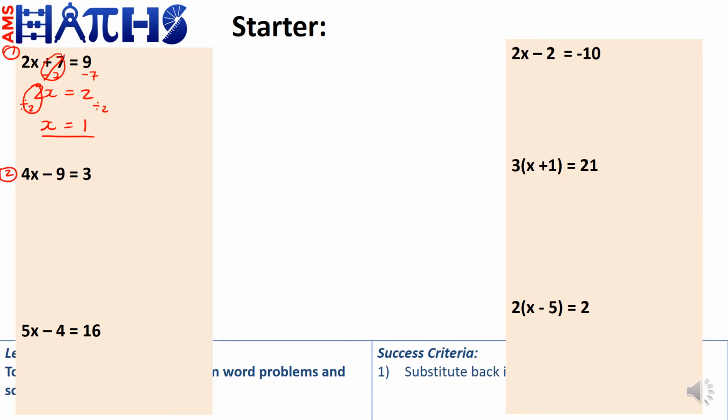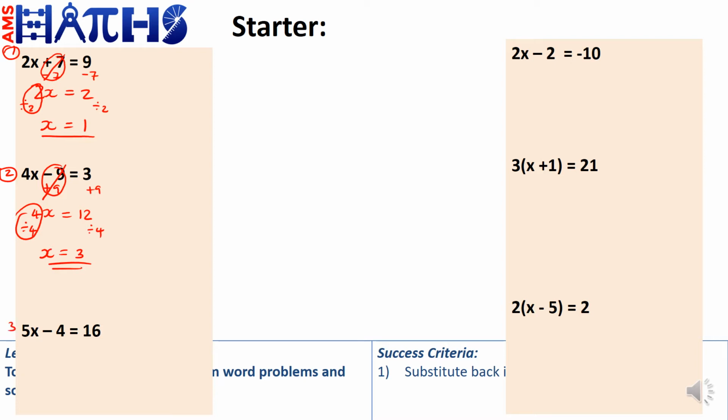Next question. 4x minus 9 is equal to 3. So we're going to keep our 4x for now and add 9 to both sides. Minus 9 plus 9 gives us 0. So we're left with 4x on the left. 3 plus 9 is equal to 12. Then we will divide both sides by 4 so we can get x by itself. 4 divided by 4 is 1, so we're left with 1x. And 12 divided by 4 is 3. x equals 3 is our answer.